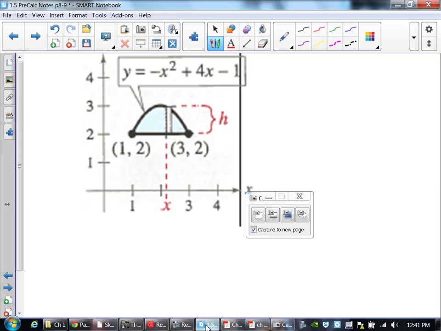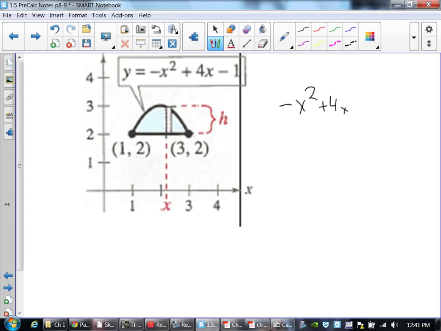Let's look at the curve. What is the equation for the overall curve? Negative x squared plus 4x minus 1. If that's the overall height, here's me standing on the chair.